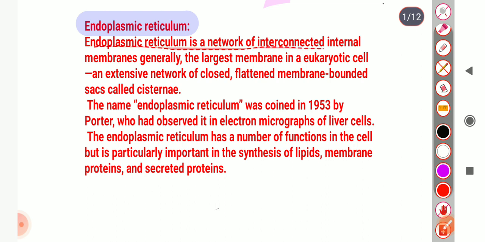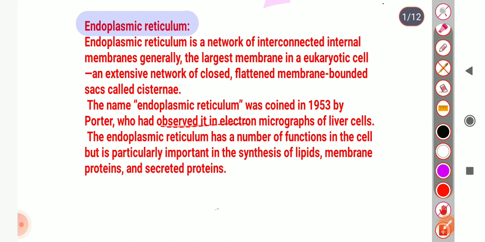Endoplasmic reticulum is a network of interconnected internal membranes, generally the largest membrane system in the eukaryotic cell. It is a network of internal membrane and a larger organelle in the eukaryotic cell. An existing network of closed, flattened, membrane-bounded sacs is called cisterna. The endoplasmic reticulum was coined by Porter in 1953. Porter gave the name endoplasmic reticulum in 1953.